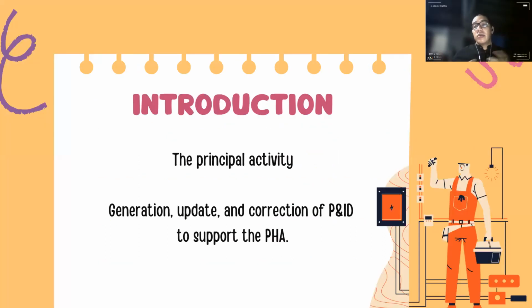Introduction. The principal activity that I do to help these areas and workers is the generation, update, and correction of PIDs. What is a PID? Piping and instrument diagram, to support the PHA. The PHA is process hazard analysis.